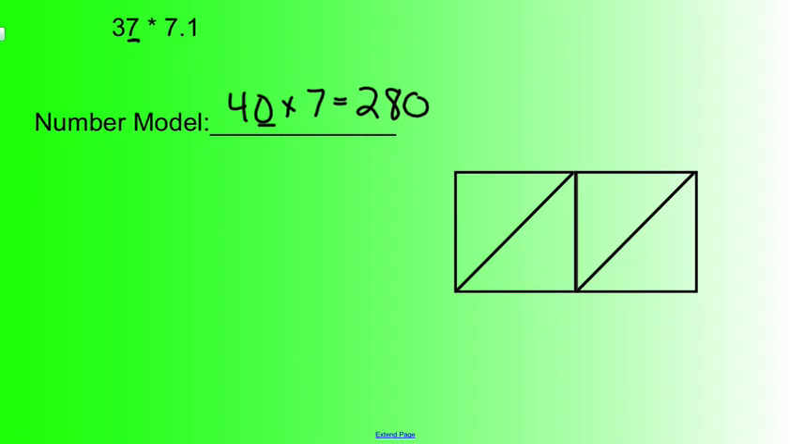Now, I rounded 37 up to 40, and 7 and 1/10 is pretty close to just 7. But since I rounded 37 up to 40, my answer here is probably going to be a little bit bigger than the answer that I actually get.